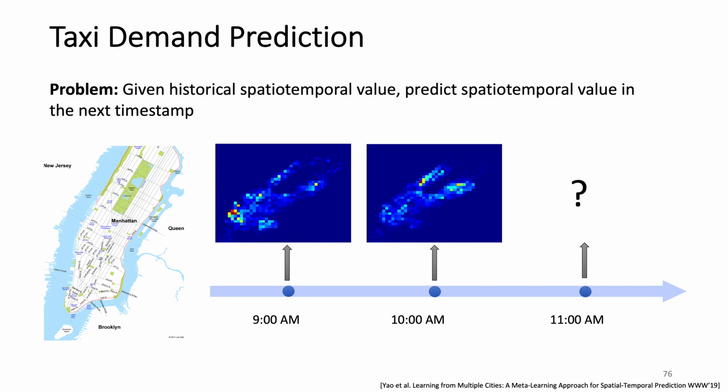The taxi demand prediction performance can be regarded as a spatial temporal prediction value performance. Let's see the left figure. We have Manhattan, and we want to split it into several blocks, and for each block in one time interval, we regard the taxi demand as a value. Then given the several values from 9 a.m. and 10 a.m., we want to predict the spatial temporal value in the next time interval.